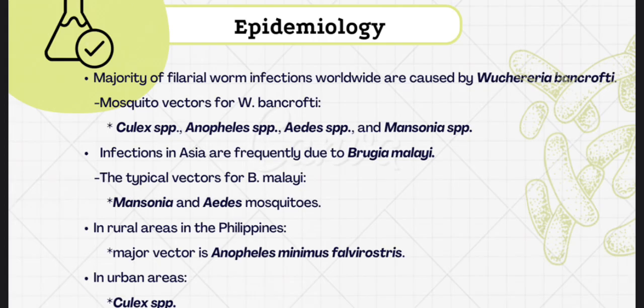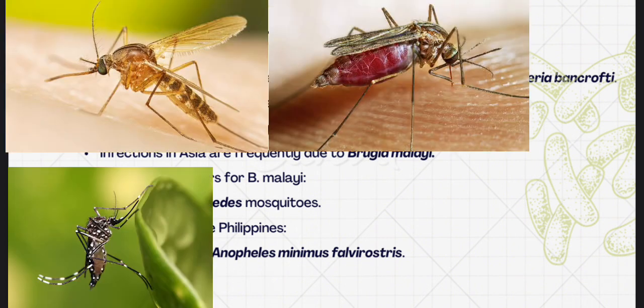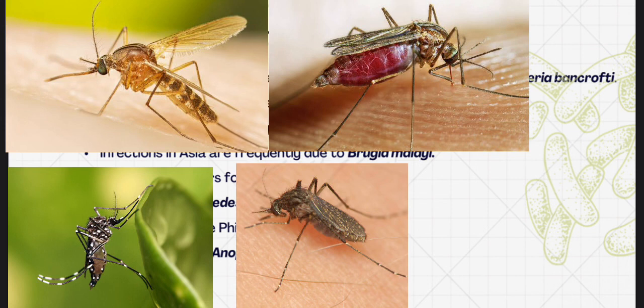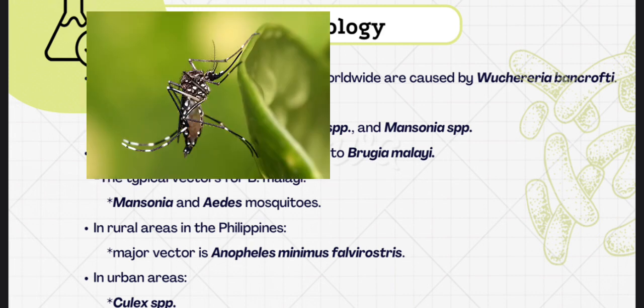The epidemiology of Wuchereria bancrofti and Brugia malayi. The majority of filarial worm infections worldwide are caused by Wuchereria bancrofti. Wuchereria bancrofti is worldwide, while Brugia malayi is only in Asia. The mosquito vectors for Wuchereria bancrofti are Culex species, Anopheles species, Aedes species, and Mansonia species. On the other hand, for Brugia malayi there are only two, Mansonia and Aedes mosquitoes.